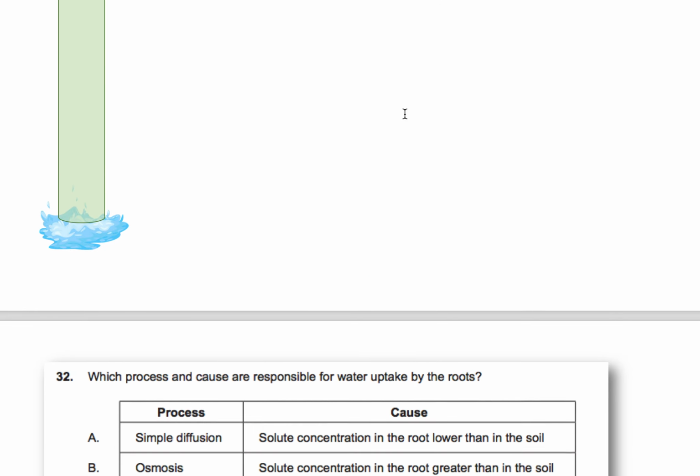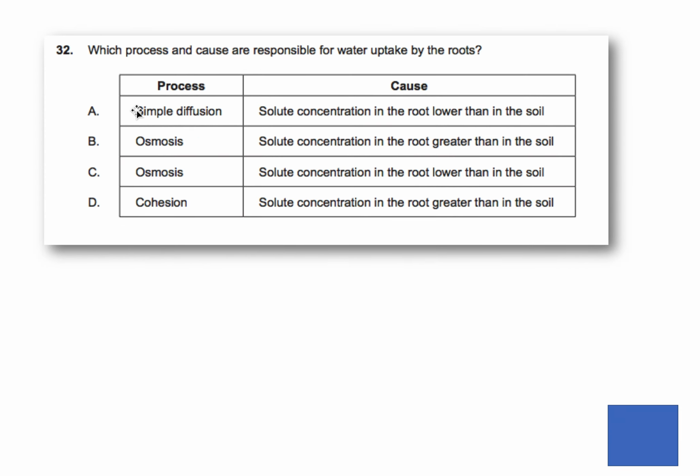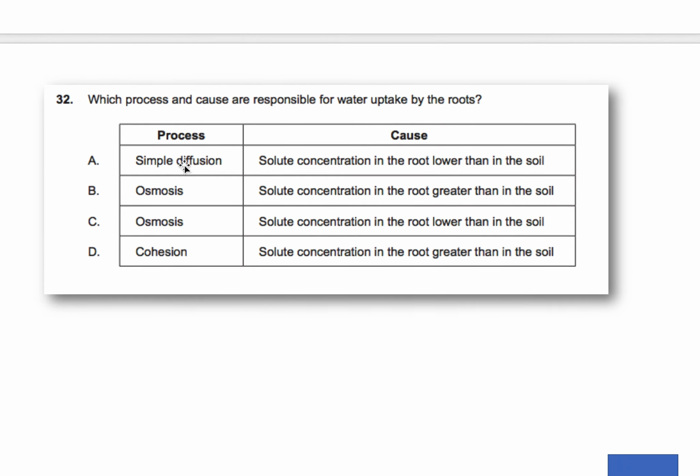So which option here provided that? So simple diffusion, no, it doesn't move by simple diffusion, because simple diffusion means it moves down its concentration gradient, and water doesn't move by simple diffusion. Molecules do, like small solutes. So simple diffusion doesn't apply to water. So it's got to be B, C, or D, because water moves by osmosis. Now, what would the cause be? Solute concentration in the root is greater than in the soil. That's what I just said.